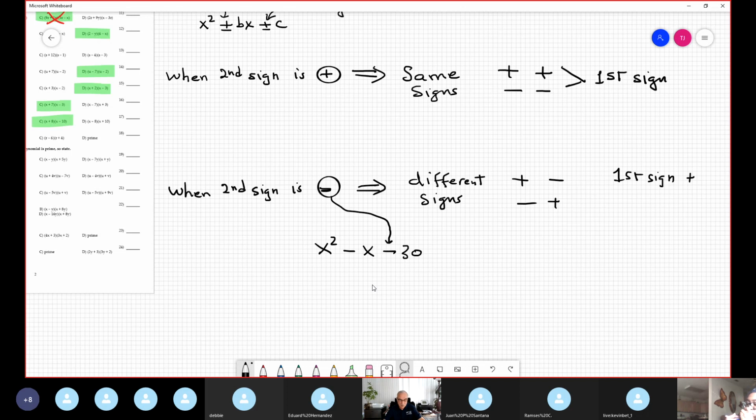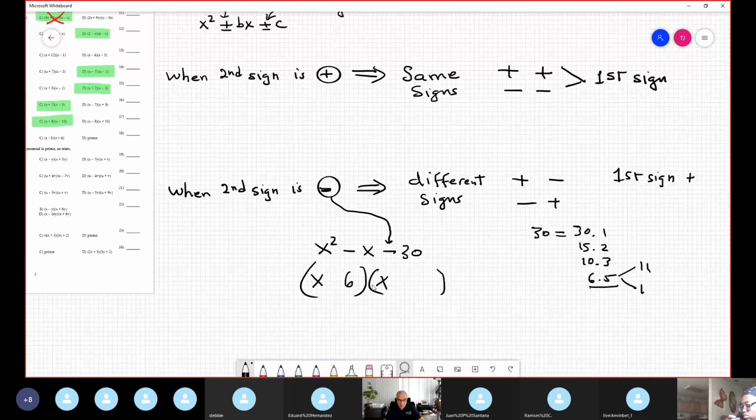Look at that. Open the parentheses. You put the name of the variable. I know we expect different signs, and the combination that can open the door for 30: 30 times 1, 15 times 2, 10 times 3, and 6 times 5. It's obvious that the combination is 6 and 5, because 6 plus 5 is 11, but 6 minus 5 is 1, exactly what we need here. Now it's 6 and 5.